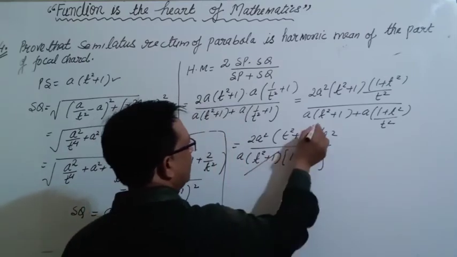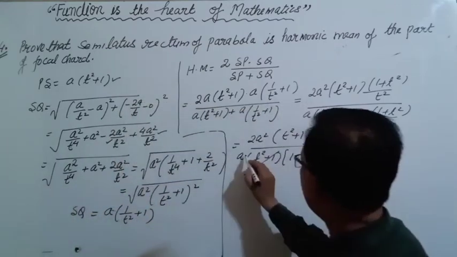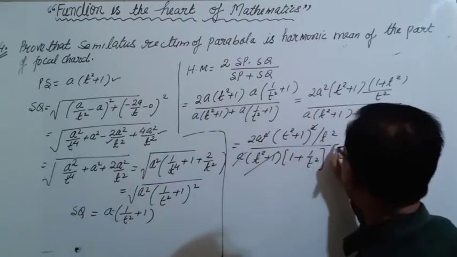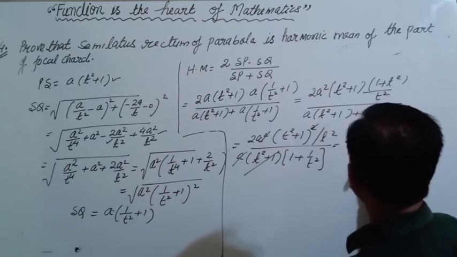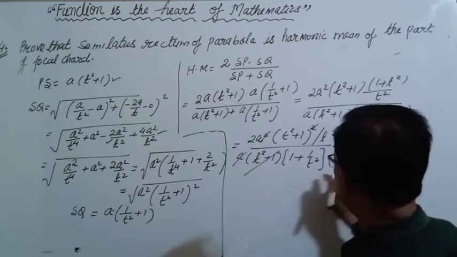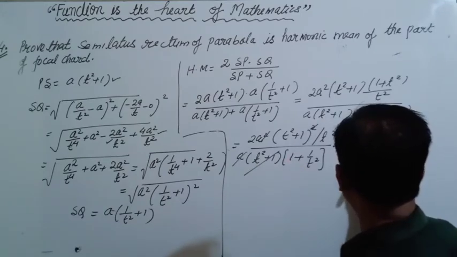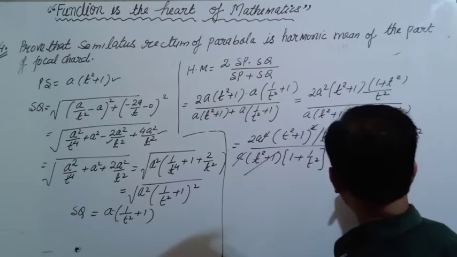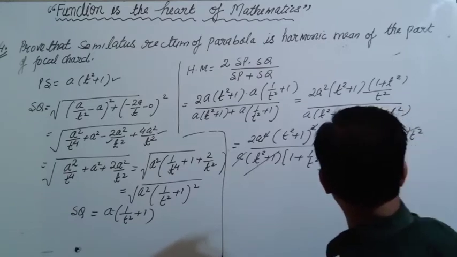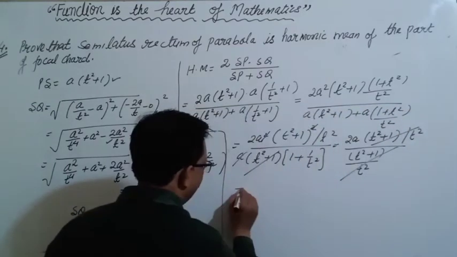So this is cancel out, a cancel out. So this is 2a t square plus 1 upon t square. Now here we take LCM. This is t square plus 1 upon t square. So this is also cancel out and we get 2a.